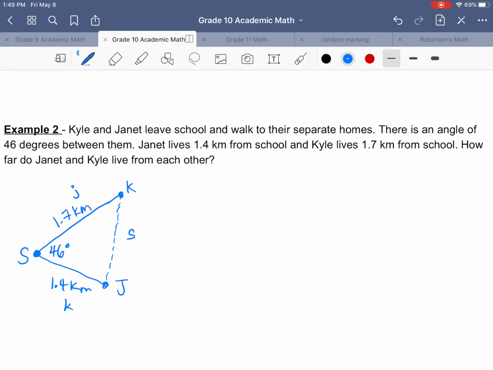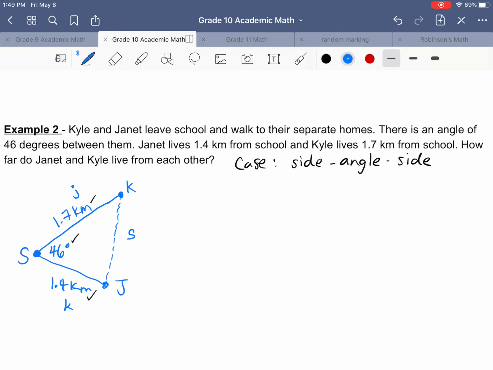Now, we are not told that it's a right triangle and we really don't have any idea if it's a right triangle. So we can't use our primary trig ratios here. So that means we're going to use sine law or cosine law. And in this case, we're going to be using cosine law because we have a side, an angle, and a side happening. So case is side, angle, side.